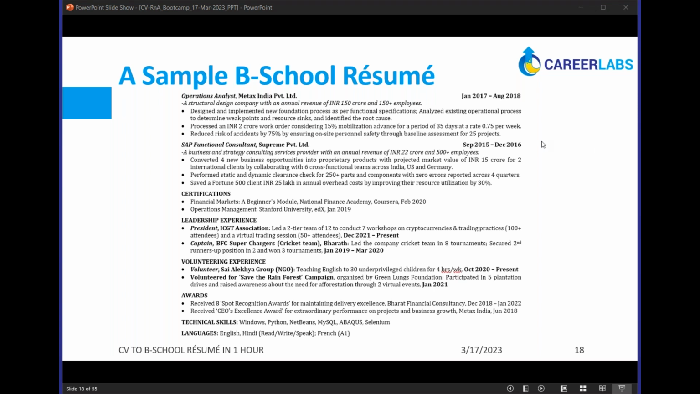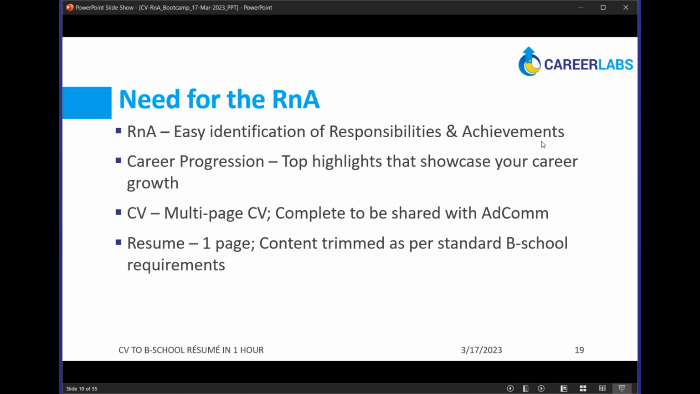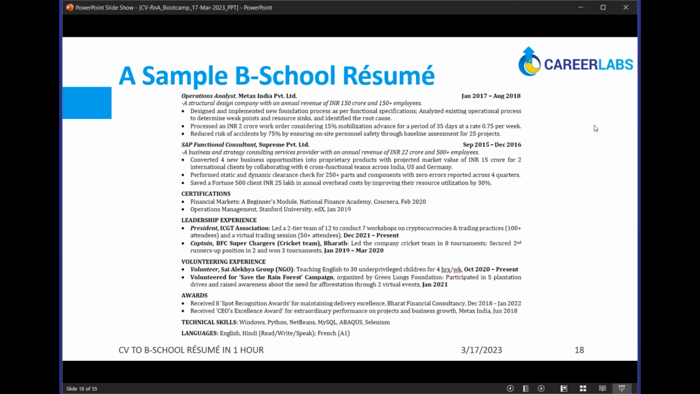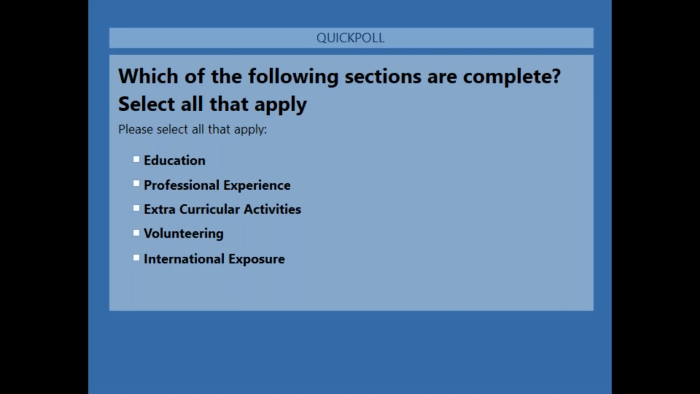Now, before we dive into the RNA and how the process works, of course, we will be discussing the other sections as well. But as I said, professional experience is the most important. So I want to discuss that first. But before we do that, and since you already have an idea of what the different components of a resume are, right? I want to get an idea of which of the following you have already completed. Since I see there are quite a few people who have already begun the process with us. Which of these sections have you guys already completed? Can you just put in your answers? That would be great.